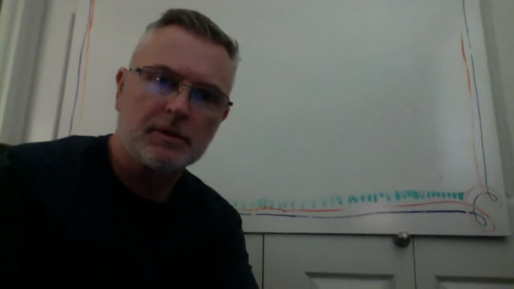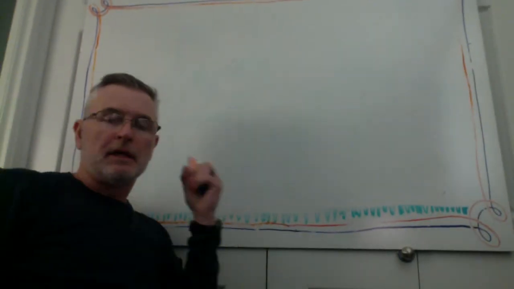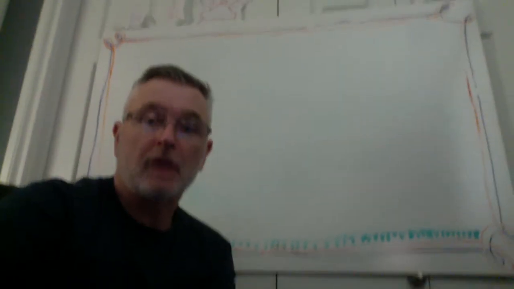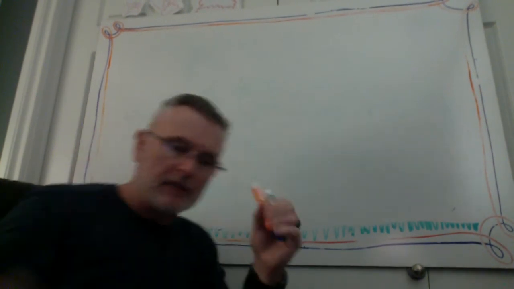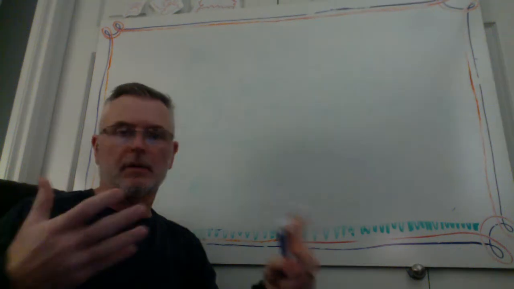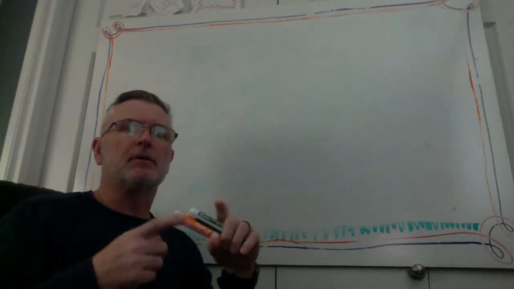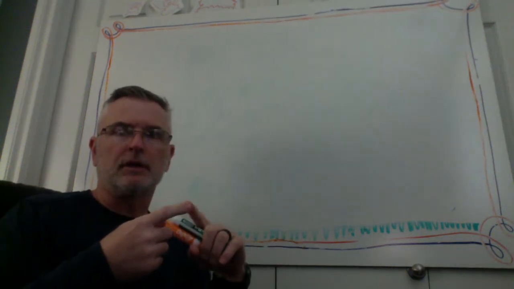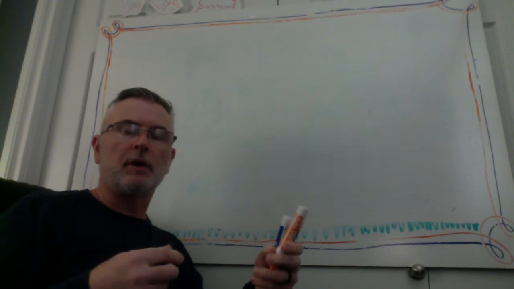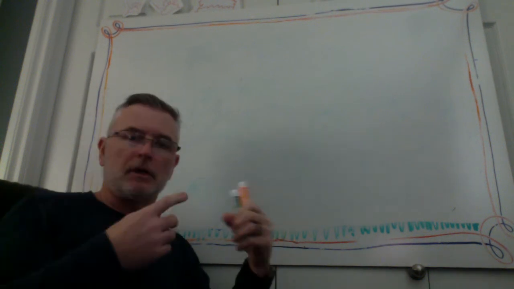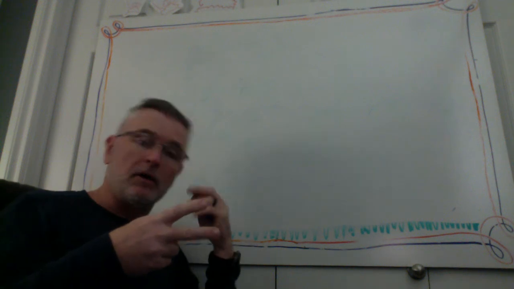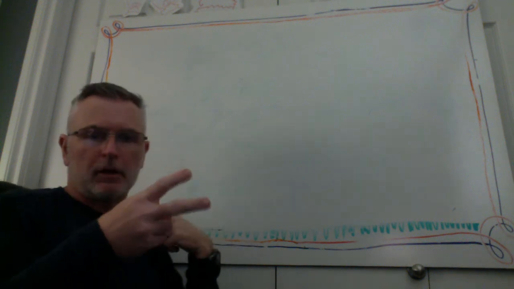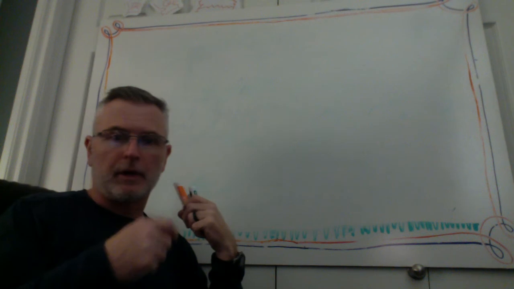Hey, it's Mr. Qualls. What I'm going to do for this video is talk to you about everything that you need to know for review, as a review for the test that you're about to take. Now, the test is going to be over 11.1, 11.2, and 11.3, which is primarily over a transversal intersecting with two parallel lines. I'm going to talk about that real quick.